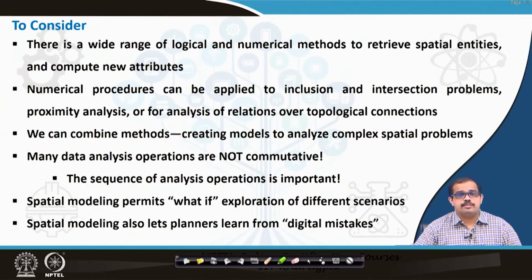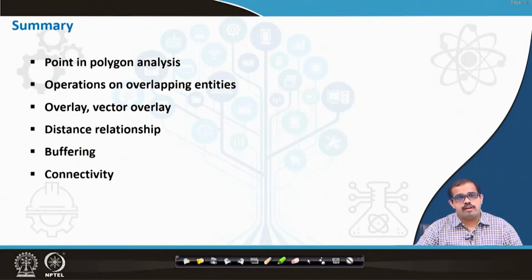Spatial modeling also lets planners learn from digital mistakes. That will help them in a larger way, but you should be good enough to understand, which means that if you understand the basics, then it is easier for you to interpret what is meant by a digital mistake. So, these are the things that you have to consider.